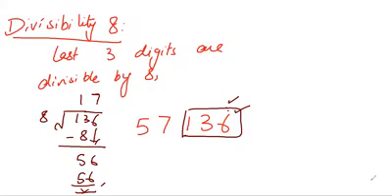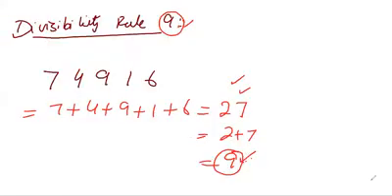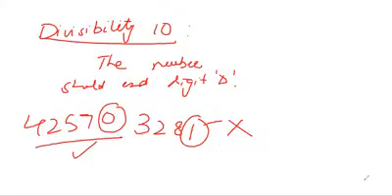The rule for 9 is very easy. You have to add the digits successively. Adding successively means, first of all, you add and you get an answer, and you add again and get an answer. You have to add until you get a single digit, and that should be 9. If you get 9 at the end, the number is divisible by 9. If you get any other number, the number is not divisible by 9.